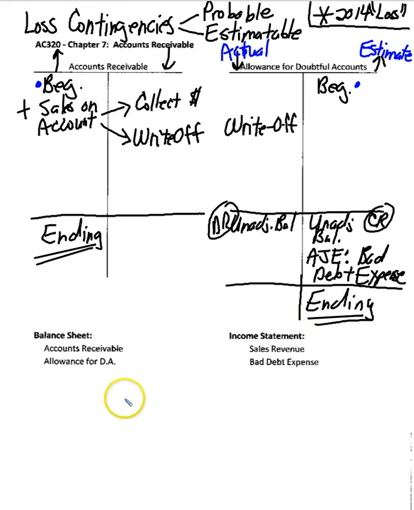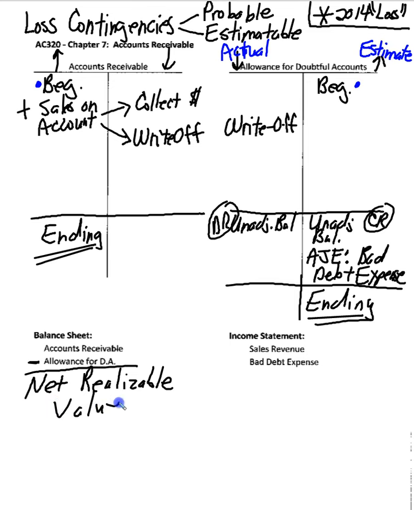On the financial statements, we will report the accounts receivable, we will subtract the allowance for doubtful accounts, and that gives us a net realizable value. Net realizable value. So 3 numbers go on the balance sheet. The gross amount of receivable, less the amount we think we won't collect, and net realizable value.